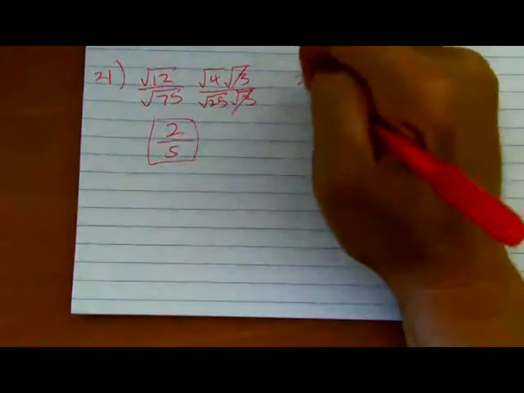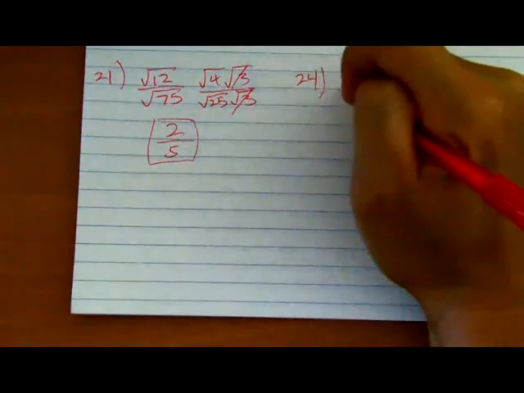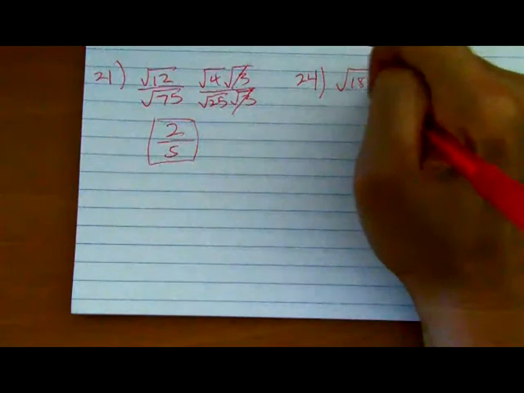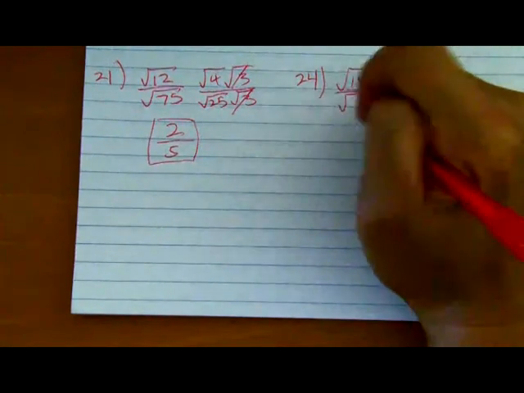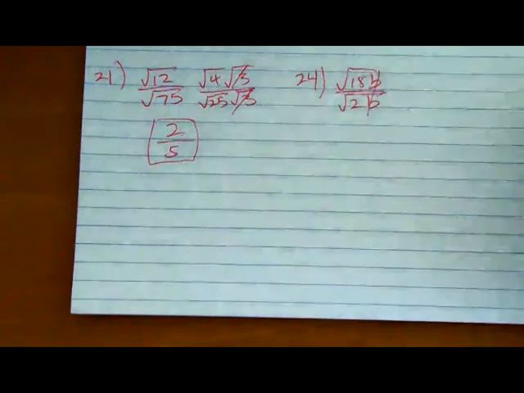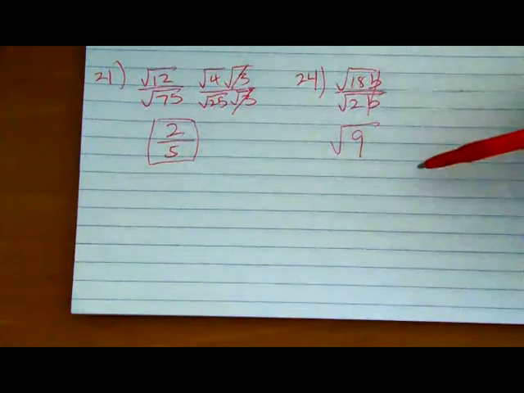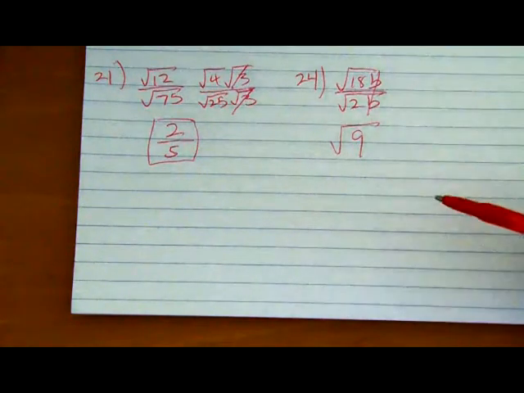Number 24. Square root of 18b over square root of 2b. The b's cancel. 18 over 2 is 9. We didn't square root anything yet. All we did was simplify the fraction. The square root of 9 is 3.